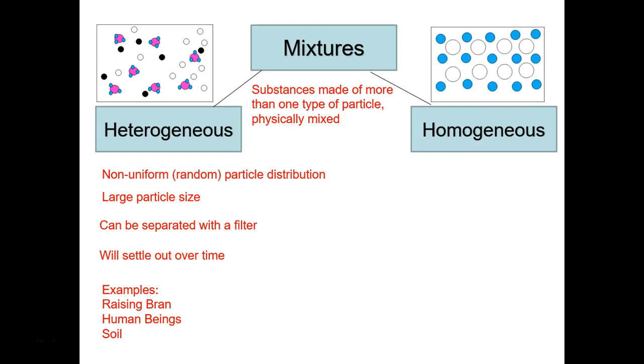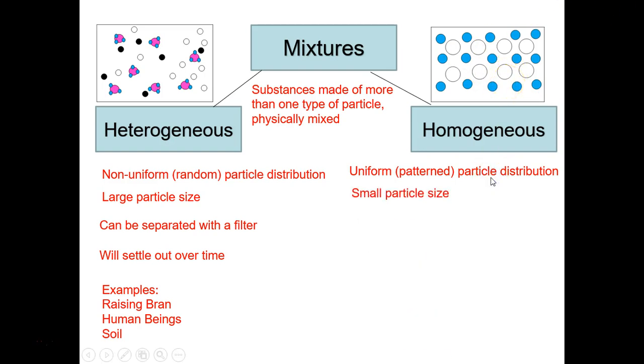So homogeneous mixtures are basically the exact opposite of heterogeneous mixtures. Homo means the same, and so we'll have a uniform or patterned particle distribution. And if we look at this diagram, you can see that each white circle is surrounded by 4 blue circles. It doesn't matter which white circle you look at, each one is going to be surrounded by 4 blue circles. And if you were actually able to zoom in on a homogeneous mixture so that you could see the particles, you would see this patterned arrangement of the particles.